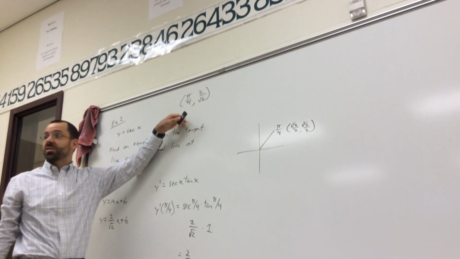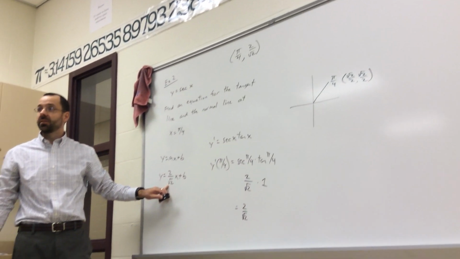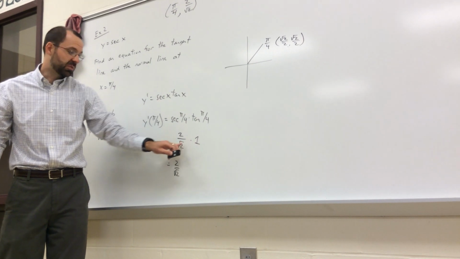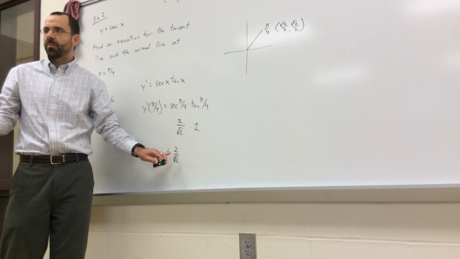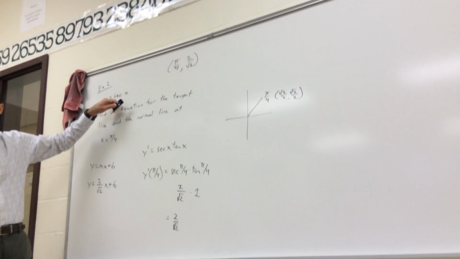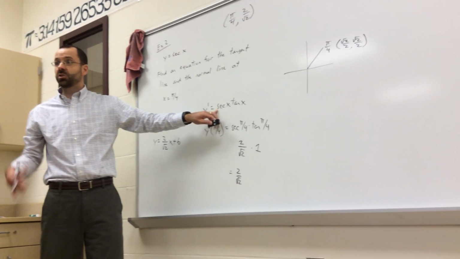Now it's a total coincidence that this y value is the same as this slope, right? It's just because the tangent was 1, and so this was multiplying together to be the same as the y value. But that usually won't happen. So I found this by plugging into here, and I found this by plugging into the derivative. Two different formulas.